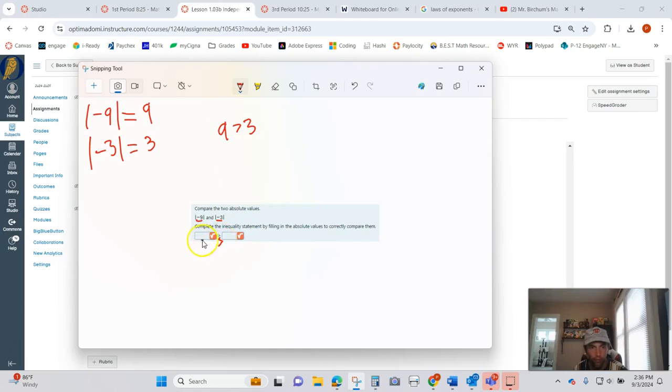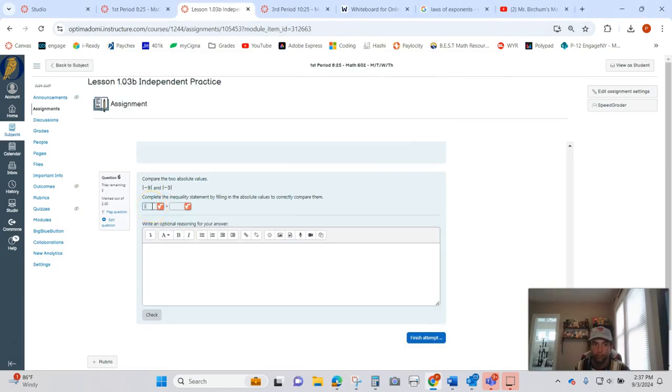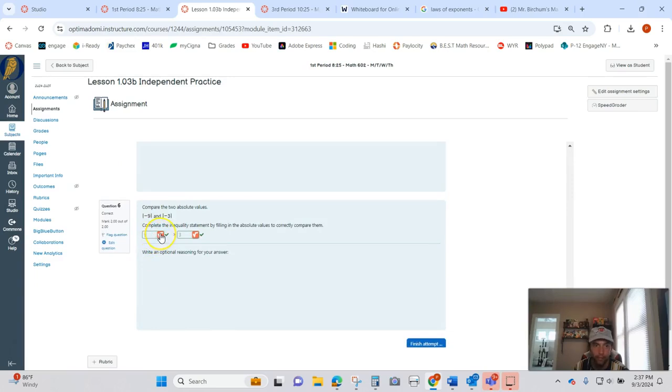So I will, in this box, type 9, not -9, but I will type 9 because the question says to fill in the absolute values. And the absolute value of negative 9 is 9. And then here I will put 3, not negative 3, positive 3, because 3 is the absolute value of negative 3. Let's see if we are correct. 9, 3. Correct.